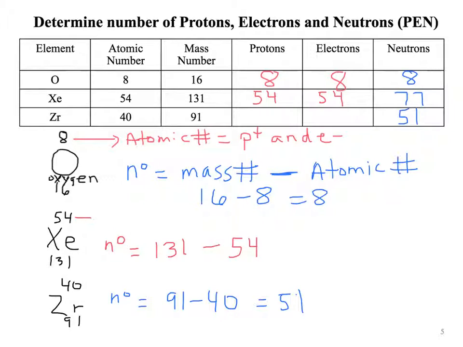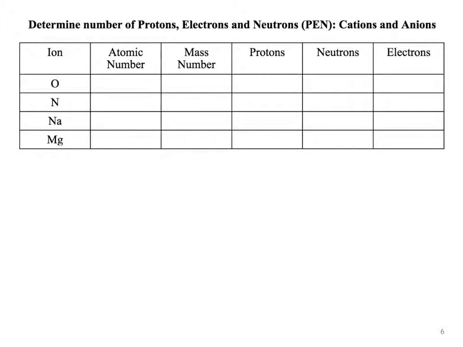And obviously, we know that our protons and electrons are the same as your atomic number, so that's going to be 40. Now what I'd like to do is to determine the protons, electrons, and neutrons for these different ions. Remember, we have cations and anions. Cations are anything that will be a positive charge, and anions are anything that are negatively charged.